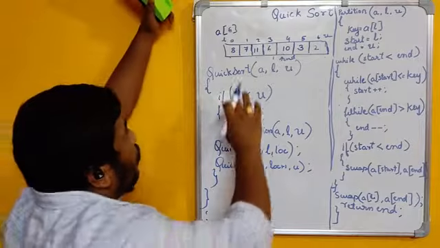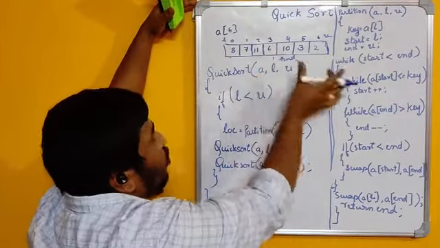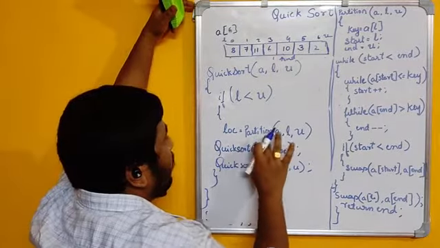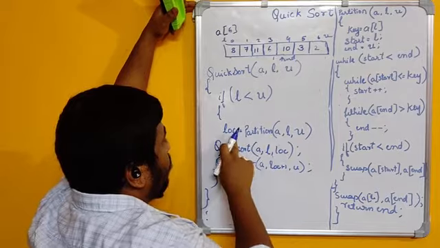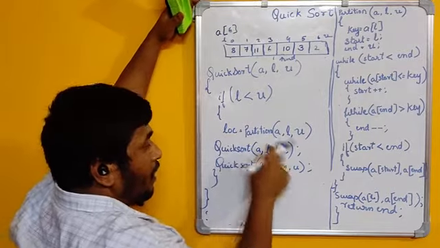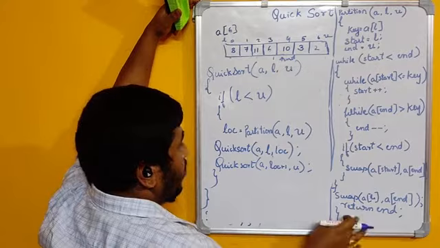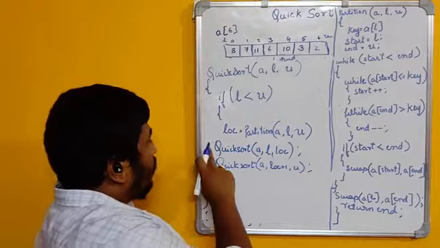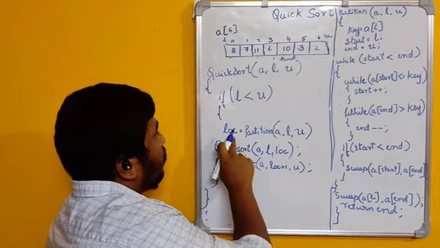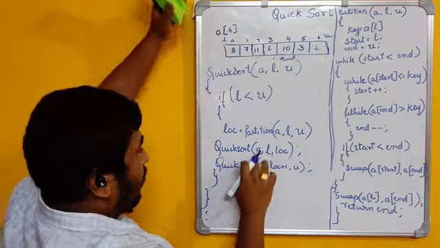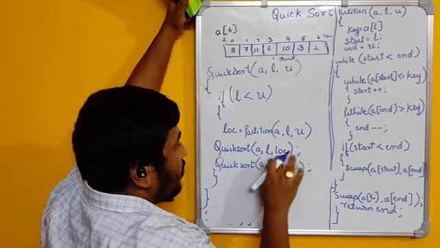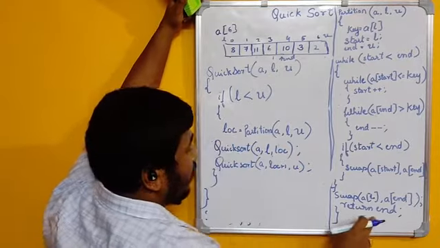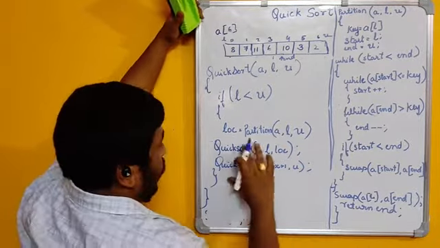See here, what will quick sort do? It will check the lower bound and upper bound. If our lower bound is less than upper bound, then we will call partition. We will store whatever value the partition function returns in location, and we will recursively call quick sort. What will this quick sort do? Again, we will check the lower bound and upper bound. But this time our lower bound is L and upper bound is location. Location we get from here. So here we have called quick sort twice.